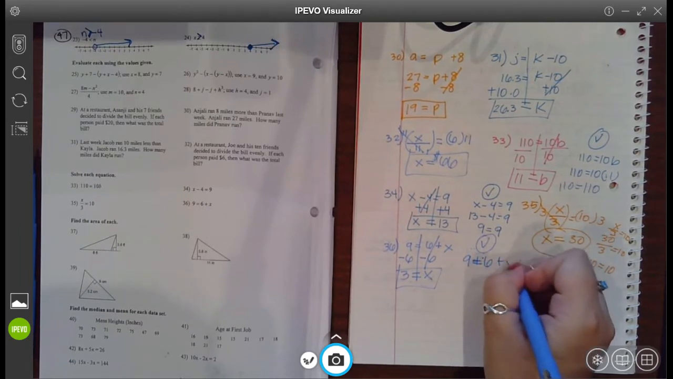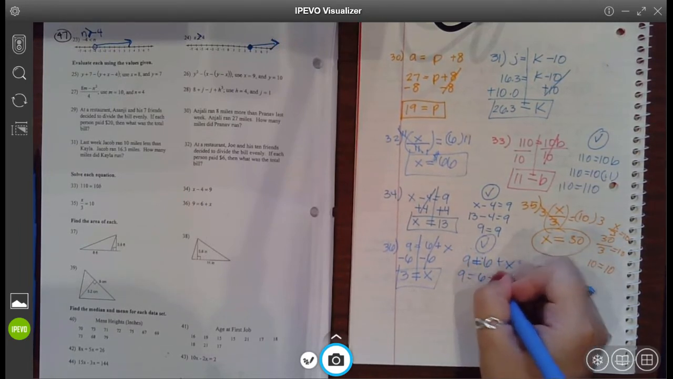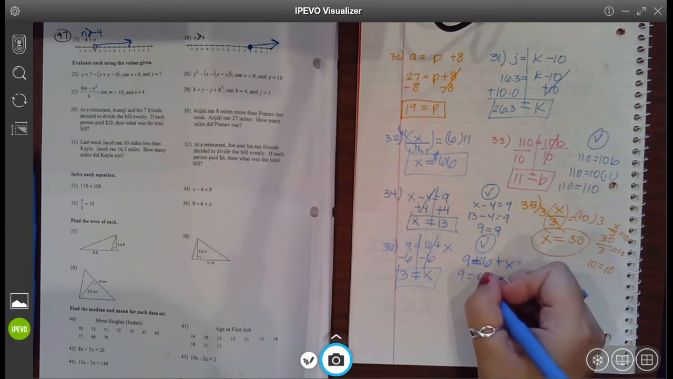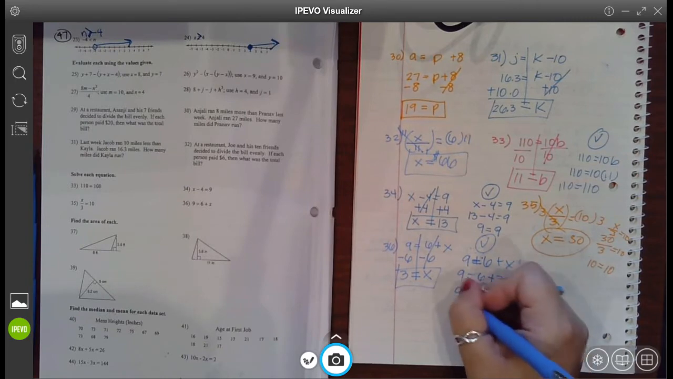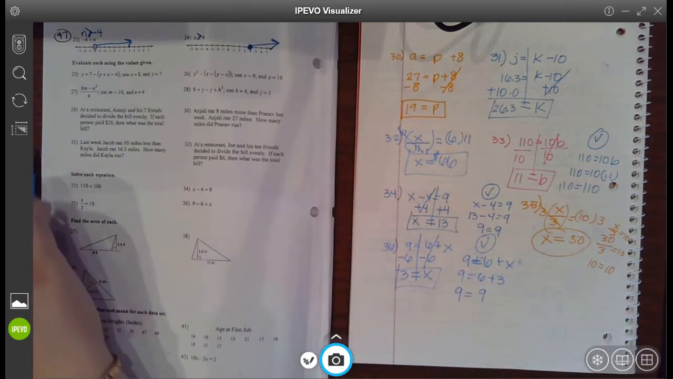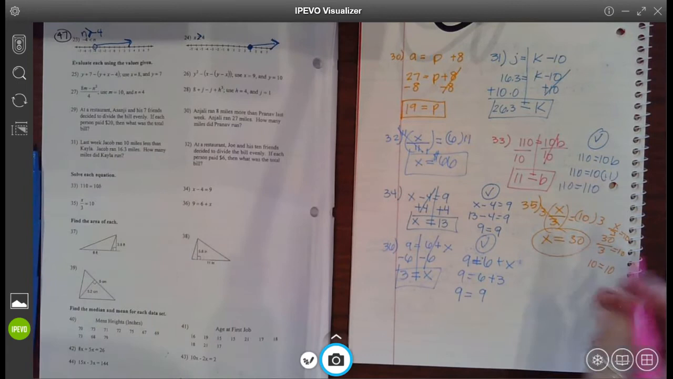To double check, 9 equals 6 plus x. Replace your x with what you think it is. 6 plus 3 is 9, so 9 equals 9. Yep, true statement, so perfect. 3 was indeed the right answer.